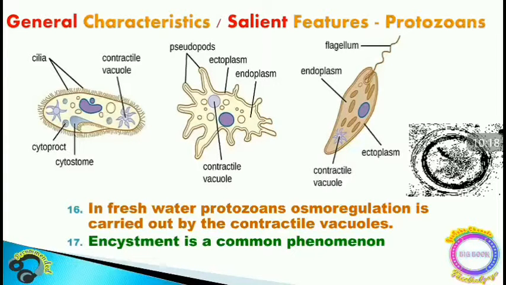Encystment is also a common phenomenon. Encystment means that during unfavorable conditions, the organism pauses all its activities, and develops a kind of outer shell-like layer, and it becomes silent until the favorable conditions return. That is the encystment. This allows the organisms to survive for a longer period and come back to life and resume their activities when favorable conditions return.